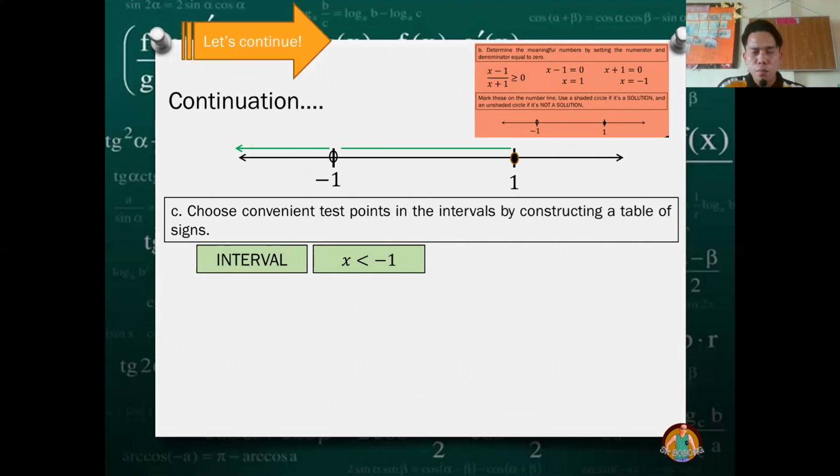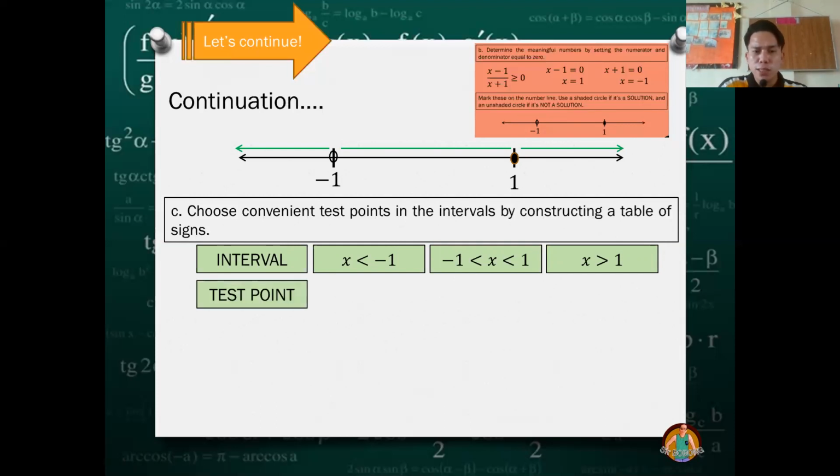So, lahat dyan ng value is less than negative 1. Next naman is numbers in between negative 1 and 1. So, yung x natin dyan is greater than negative 1 but less than 1. Okay? And the third interval, yun dun sa dulo, sa right side, we'll have our value for x which is greater than 1. Okay? So, marunong kayo gumawa ng interval. Again, ganun lang siya kasimple based on our number line. So, we'll assign numbers for our test point based on our given.